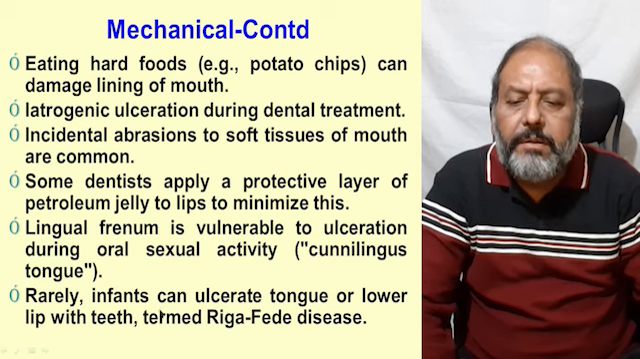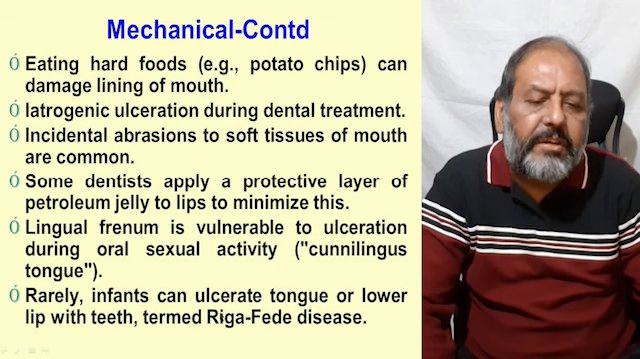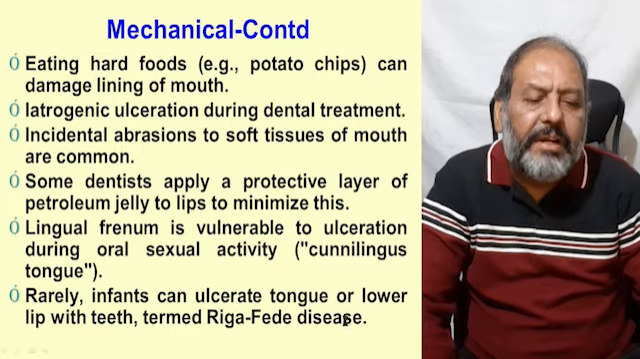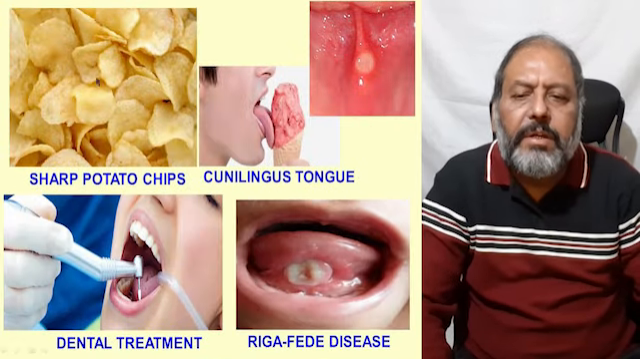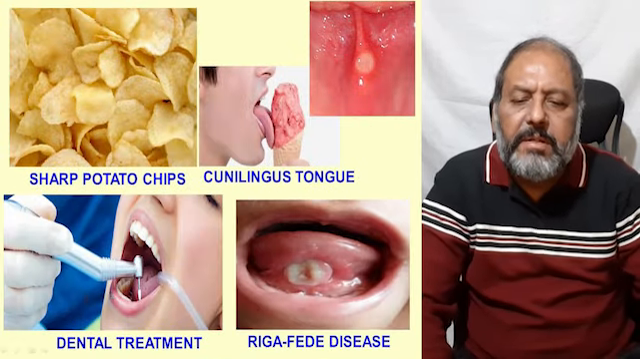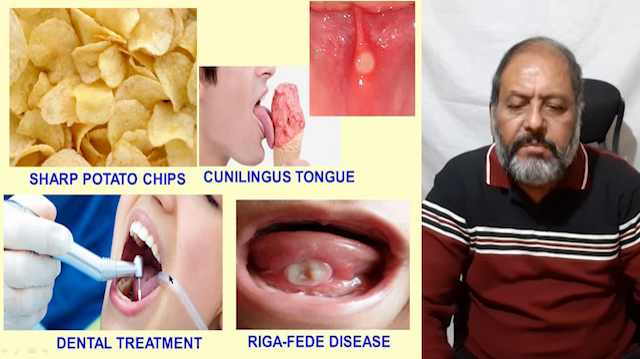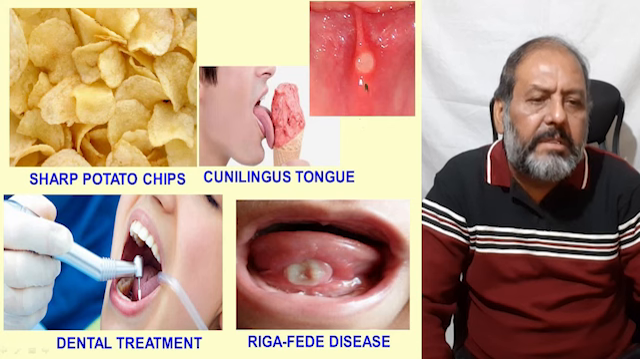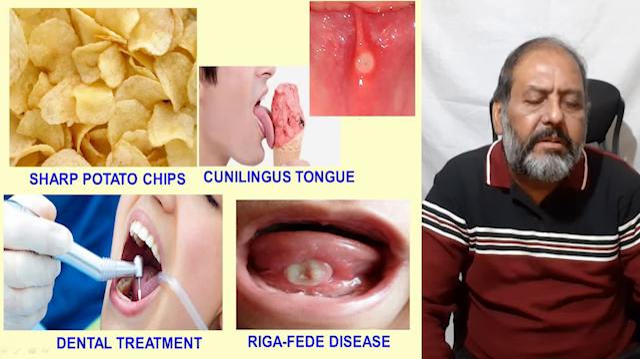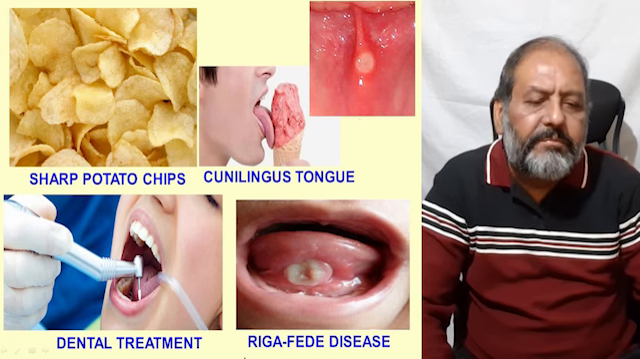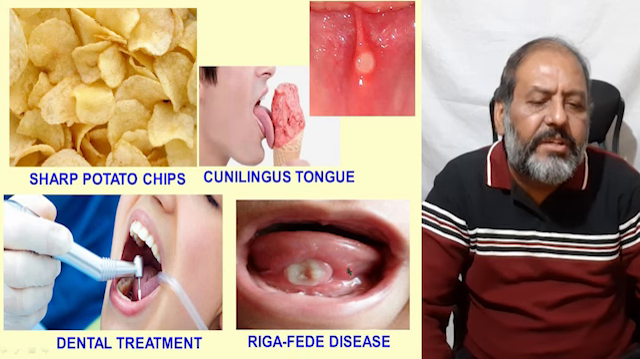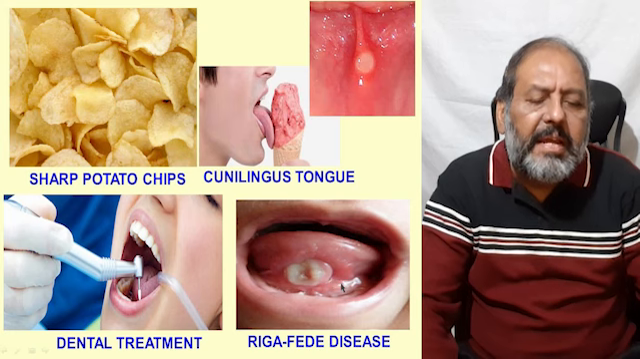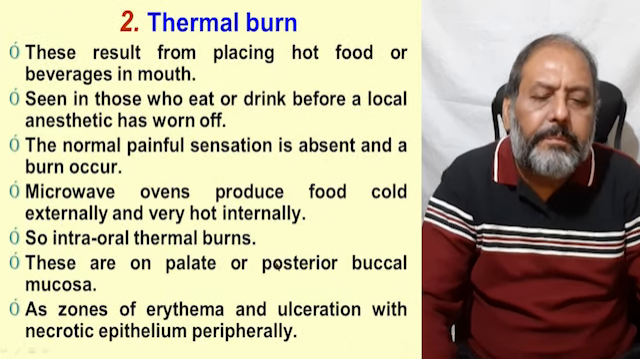Cunnilingus tongue. Rarely infants can ulcerate the tongue or the lower lip with teeth, termed Riga-Fede disease. So here one can see the potato chips, the dental drill machine, then cunnilingus tongue, the frenulum is injured by having oral sex. Then this is the Riga-Fede disease in which under the tongue there could be ulceration, and that is a part of the disease.